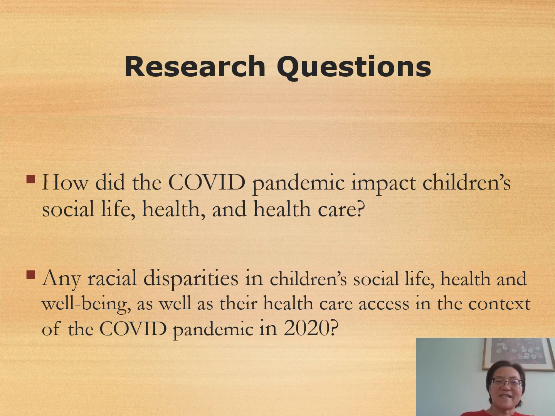So my study specifically wanted to answer two questions. First, how did the COVID pandemic impact children's social life, their health, and healthcare access? Second, are there any racial disparities in children's social life, health, and healthcare in the context of the COVID pandemic in year 2020?